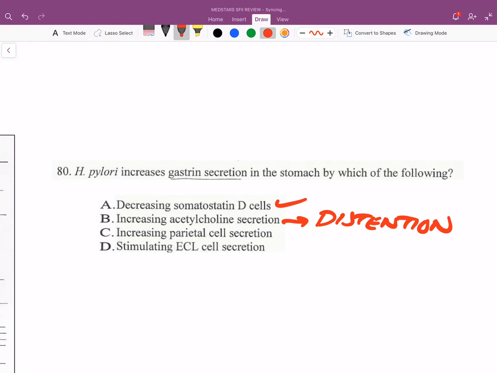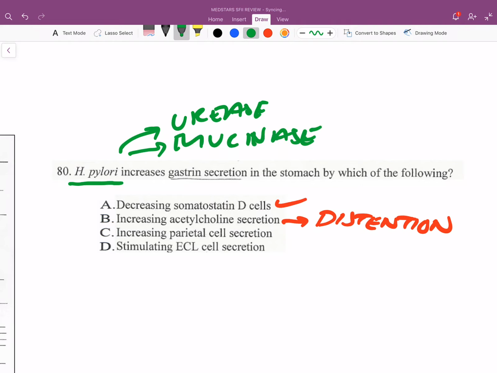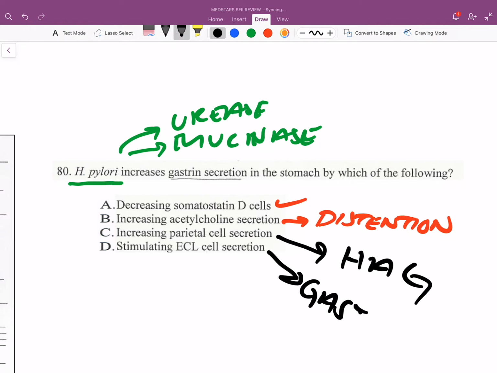C, increasing parietal cell secretion. H. pylori doesn't really directly secrete anything that increases parietal cell secretion directly. H. pylori is going to secrete urease, mucinase, and a whole bunch of other things. But all of these things aren't going to directly increase parietal cell secretion. So that's not true. What increases parietal cell secretion is HAG, right? Histamine, acetylcholine, and gastrin. D, stimulating ECL secretion. Okay, H. pylori doesn't secrete histamine. So that's not true. Remember, ECL secretion is stimulated by gastrin, right? Gastrin. And then the ECL cells secrete histamine, which is part of the HAG mnemonic.